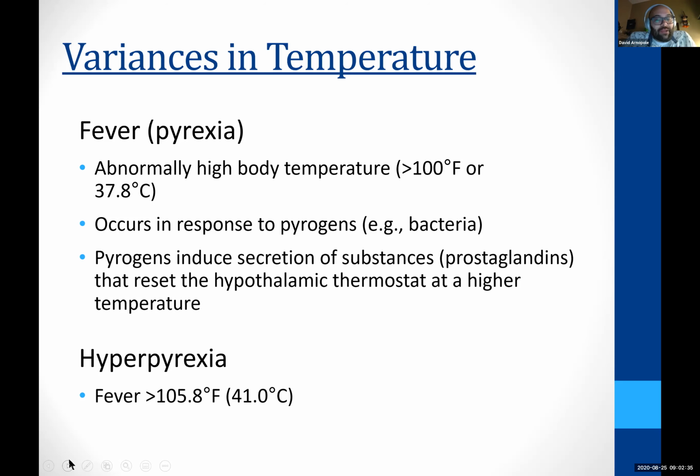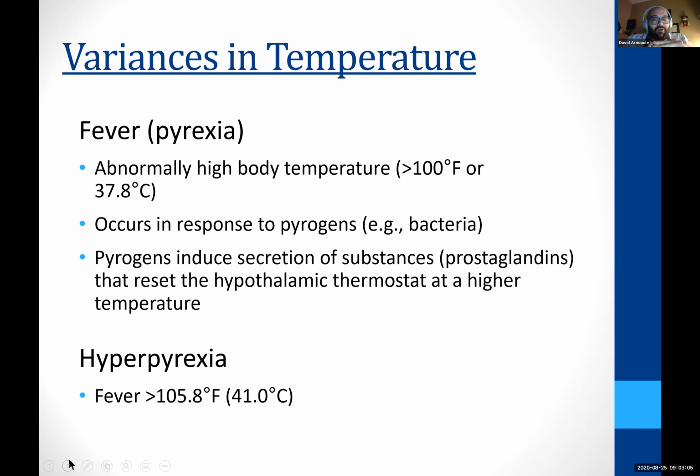Now, hyperpyrexia, 105.8. I don't know how long we're going to be doing Zoom, but for a while, you're going to hear me say this if there's something you need to know. This is a butt pucker. If you see this, like, oh gosh, do something. Okay? You need to respond when you see this fever. Something's happening. I'm not going to wait 30 minutes to see what's going on. I'm going to go re-verify that's the correct temperature. I'm going to go assess my patient.